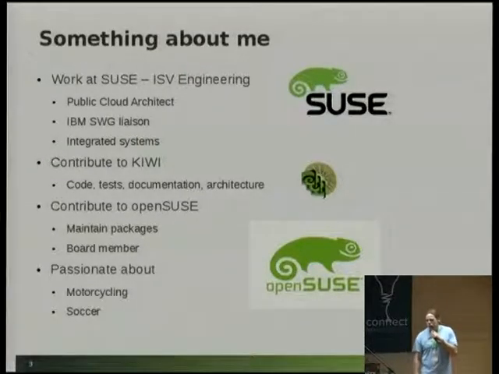initiative. And public cloud basically means anywhere where you see SUSE Linux Enterprise in the public cloud, that means Amazon, Google, and so on, I had my fingers in it. I am also the IBM software group liaison. That means I work closely with IBM. If they have questions, they come and ask me, and I help them along the way with SUSE Linux questions.